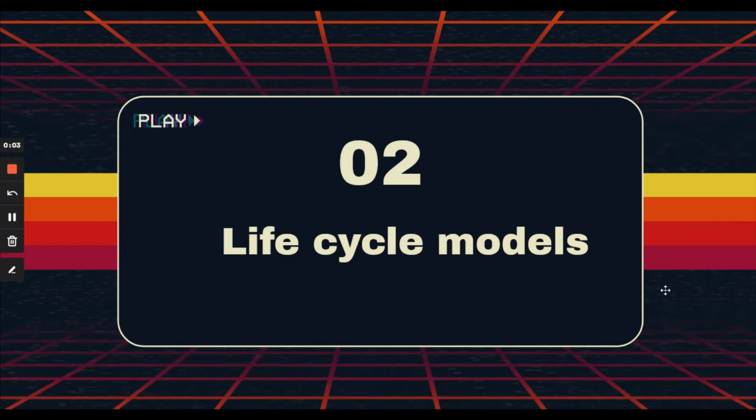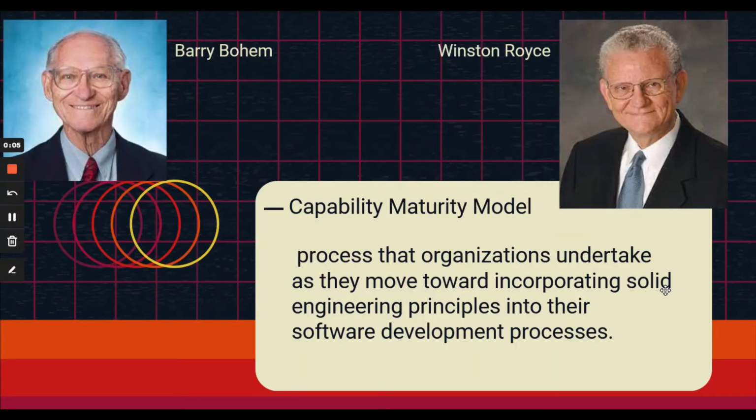Life cycle models. In the 70s and 80s, pioneers like Winston Royce and Barry Boehm proposed several software development life cycle models to help guide the practice toward formalized process. In 1991, the Software Engineering Institute introduced the Capability Maturity Model, which described the process that organizations undertake as they move toward incorporating solid engineering principles into their software development processes. We'll take a look at the work produced by these studies.